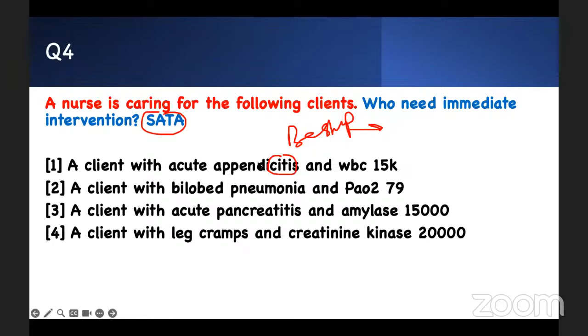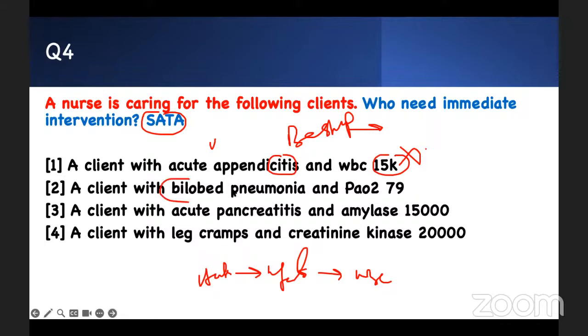I have an itis. An itis is always associated with infection. Itis, infection. Infection, as you see, WBC high. The number does not matter. It can be 1 million. Don't worry about it.